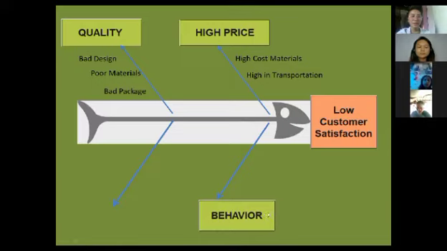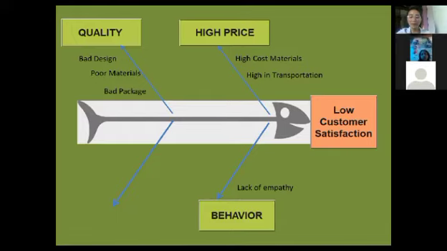So the next one here is the behavior or the attitude of an employee. The first reason here is the lack of empathy. Lack of empathy with customers is yet another reason for low customer satisfaction. Showing empathy is important when serving customers. If customer service personnel lack empathy, it can lead to poor customer satisfaction and serious issues relating to customer service.